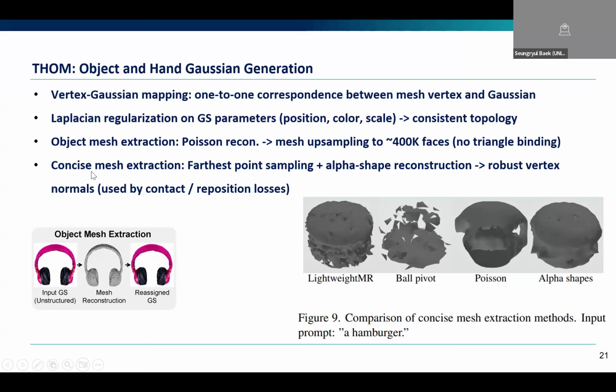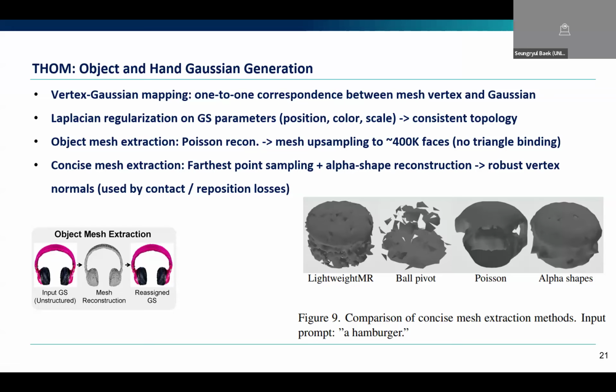Because the extracted object mesh still has some noisy inner surfaces, to further prevent that, we additionally extract a concise mesh from it, which is conducted by Barycentric sampling and alpha-shell reconstruction, which is used for the later physics-based optimization process.